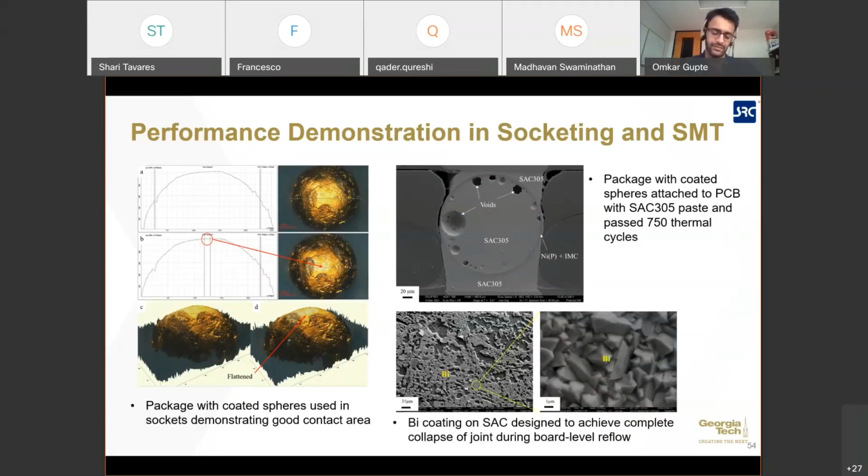We then proceeded to look at the second approach, the bismuth based approach. Though that coating would sustain the socketing applications, during the SMT board reflow it would essentially melt the entire solder joint because of that eutectic formation, and give complete ball collapse. So that is something that we're still working on and is a part of the future work.